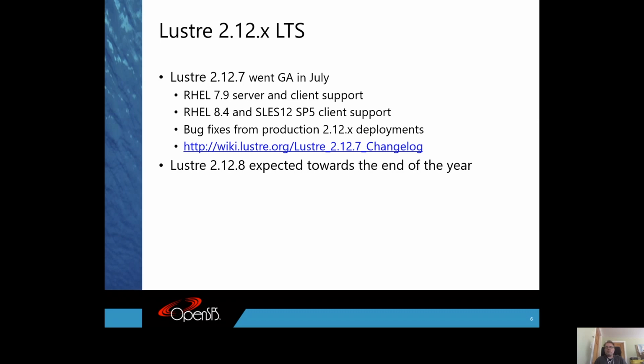So we had 2.12.7 go out in July in response to the RHEL 8.4 release, and we would expect a 2.12.8 release towards the end of the year whenever a RHEL 8.5 release is available.